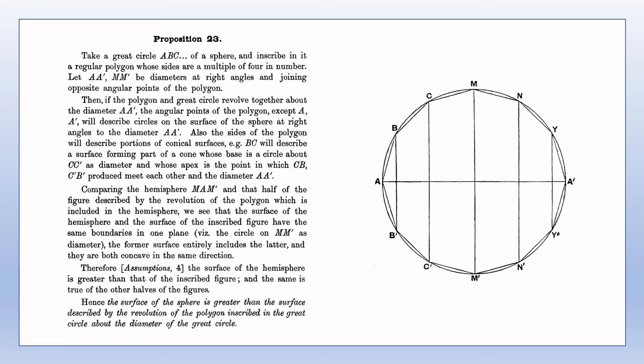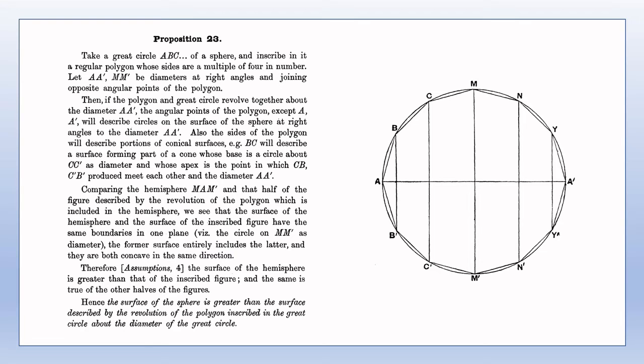These are the portions of conical surfaces that are mentioned. This proposition is simply showing that the surface area of the solid obtained when the polygon ABC is rotated about the axis AA' is less than the surface of the sphere obtained by rotating the circle ABC around the axis AA'. This is just an application of assumption 4, and of course it would be possible to show the same using another suitable pair of segments such as the segments NN' and N'N', or YY' and Y'Y'.